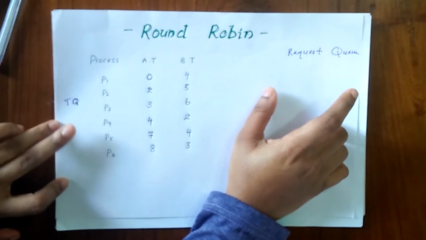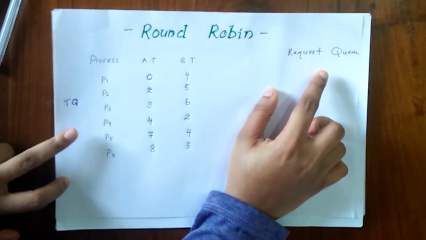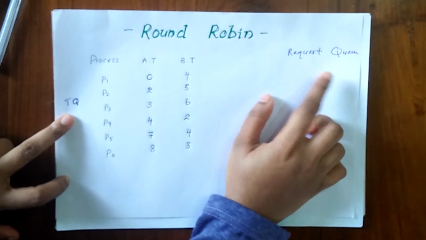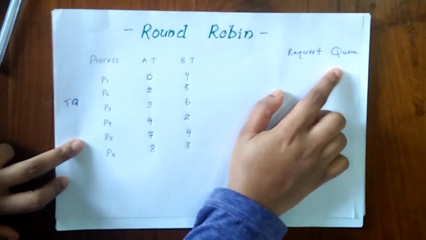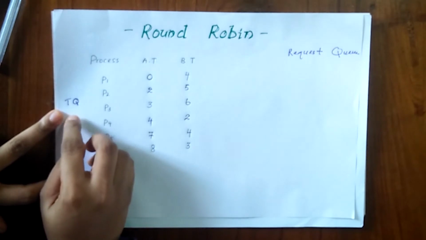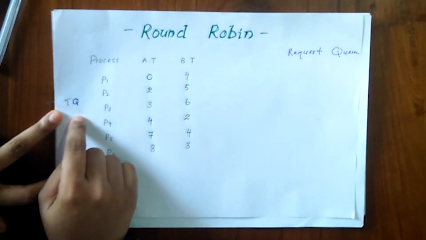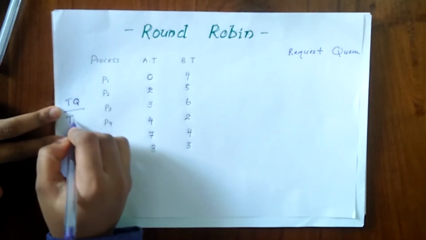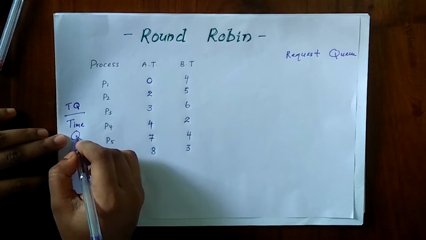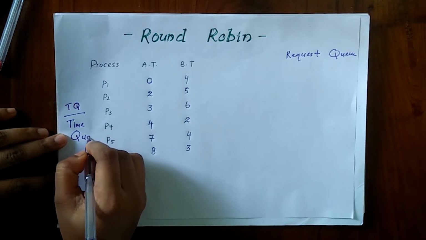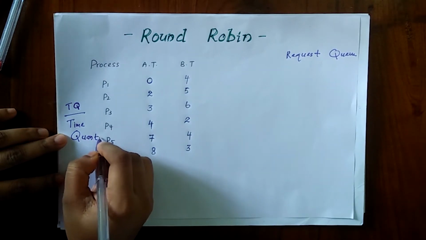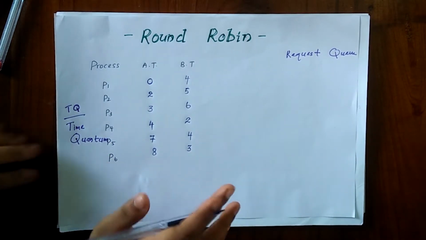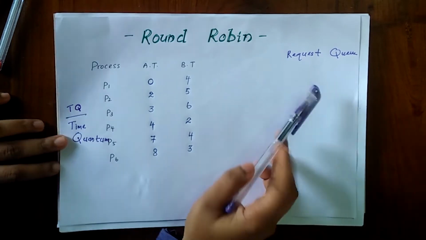Here you can see that there are two new terms that I have written. One is request queue, and here there are two letters, TQ. TQ means time quantum. Now I will tell the meanings of these two terms.